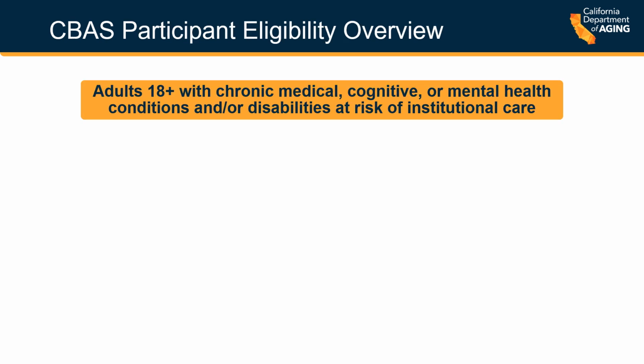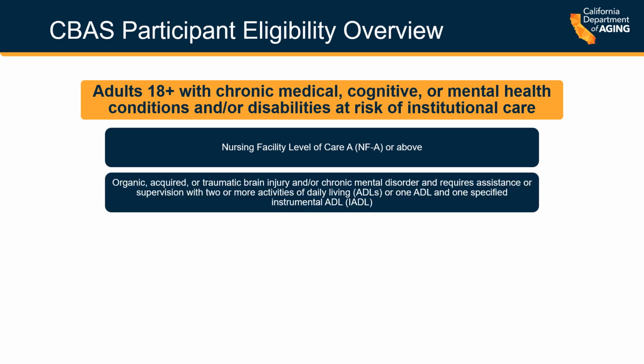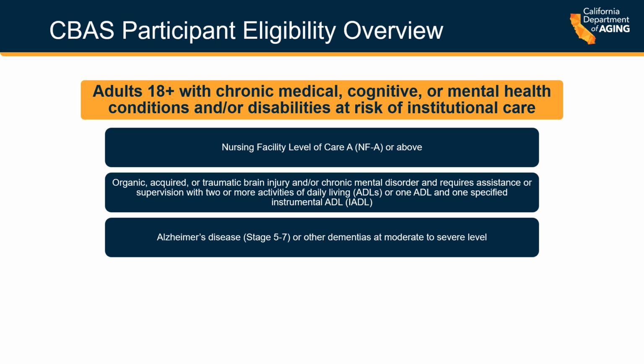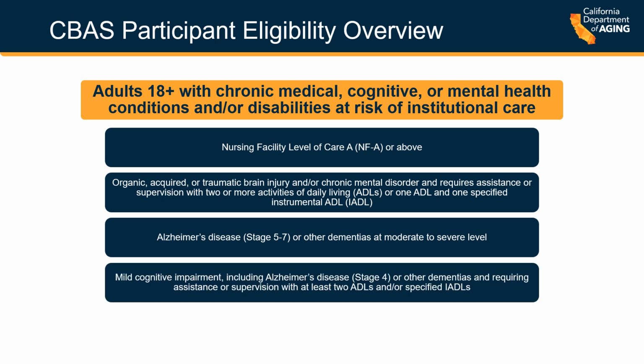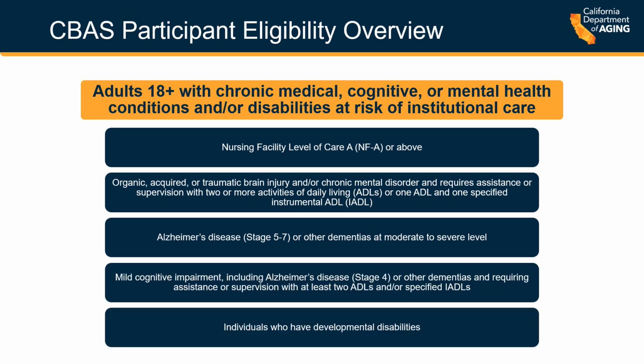Participation eligibility requirements for CBAS include adults 18 plus with chronic medical, cognitive, or mental health conditions and/or disabilities at risk of institutional care. This can include participants who have a nursing facility level of care, A or above, participants who have an organic, acquired, or traumatic brain injury and/or chronic mental disorder and require assistance or supervision with 2 or more activities of daily living or 1 ADL and 1 specified instrumental ADL.